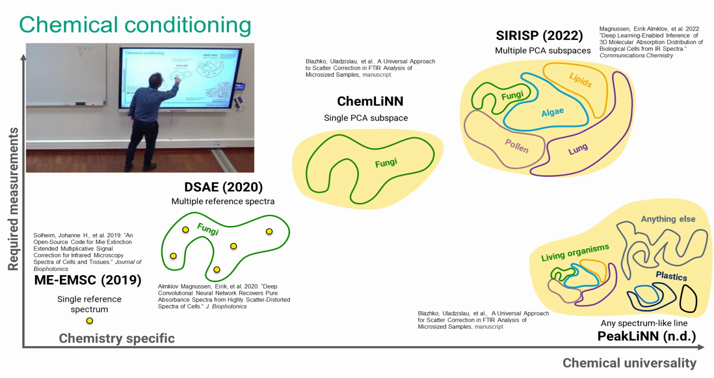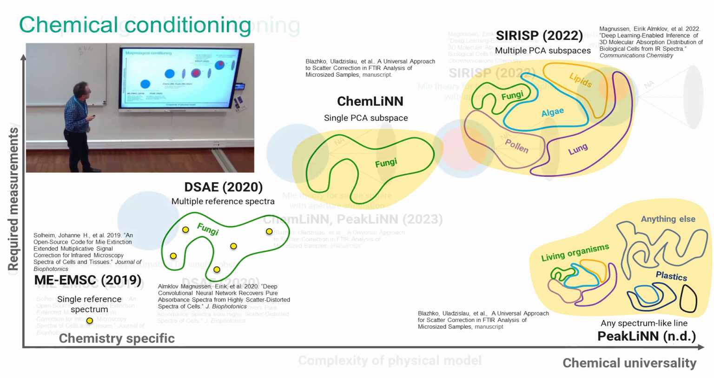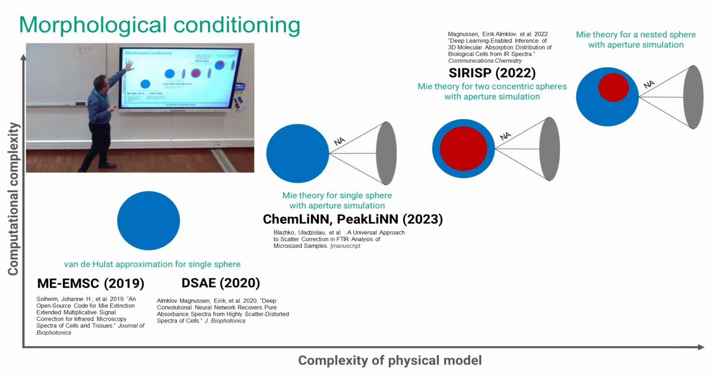Then we have a network which is only trained on fungi, and the one which I just showed you, where we have pollen, algae, lipids, etc. But we also recently worked with one where we opened up more. We trained with basically peaks which were randomly distributed over the infrared spectrum. And again, we sampled from this, and we trained a neural network based on this, which is called PCLIN. In the same way, we do morphological conditioning.